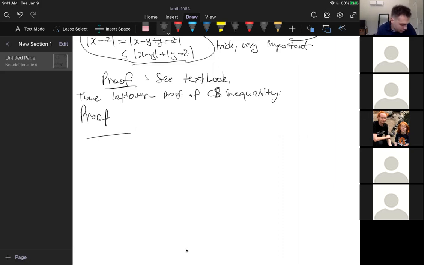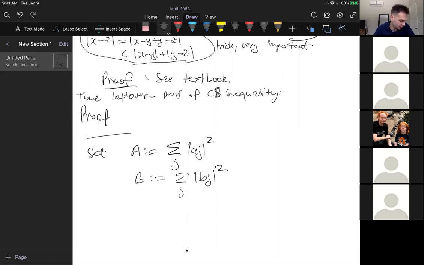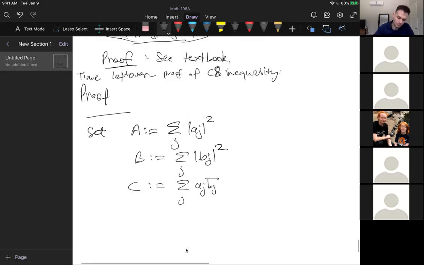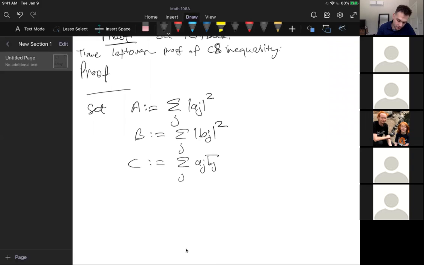Okay, so I'm going to assume, set A to be the sum of squares for the A sequence. I'm going to set B to be the sum of squares for the B sequence, and then C to be the sum of the products AJ, BJ bar. And without loss of generality, assume B is non-zero. Otherwise, the claim is trivial.